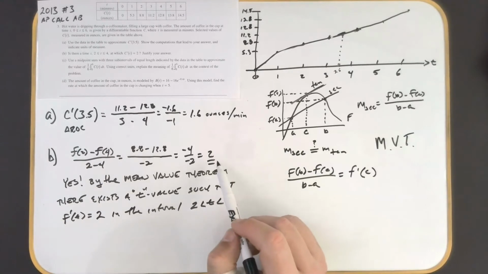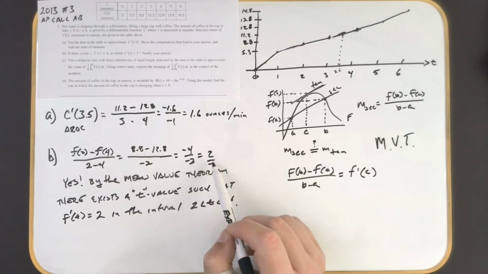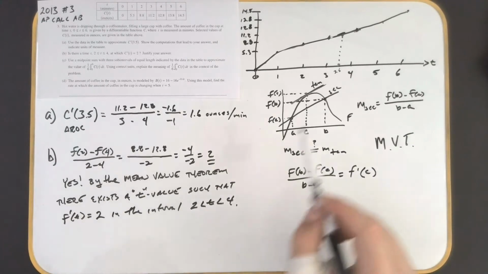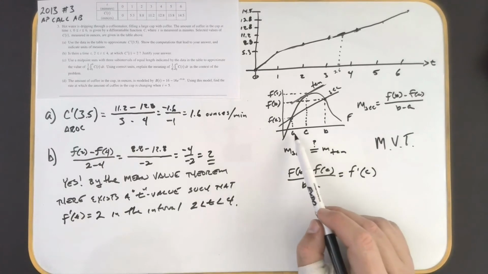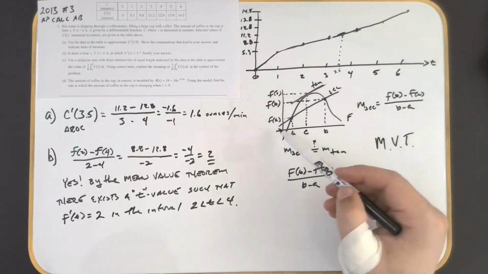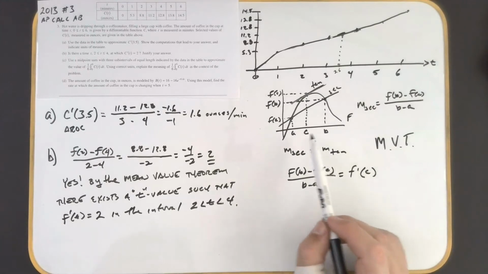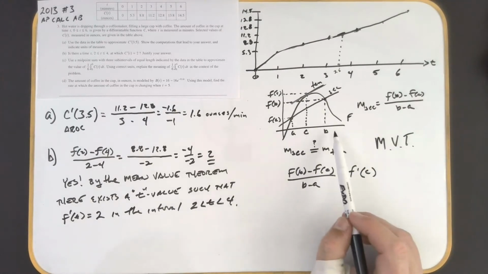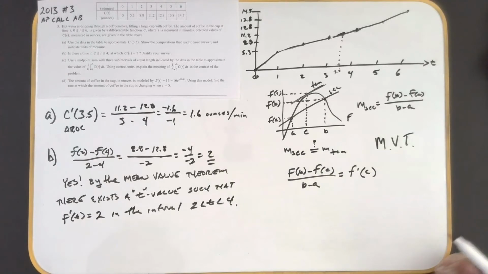So 2 is the slope of the secant. So if we went over to our picture here, you could say a would be 2, b would be 4, and the slope of the secant is 2, if you can imagine that. Is there a value in here where the derivative would equal 2 in the interval? Yes, there was a time in there where it had to be by the mean value theorem. Okay, that is part B.